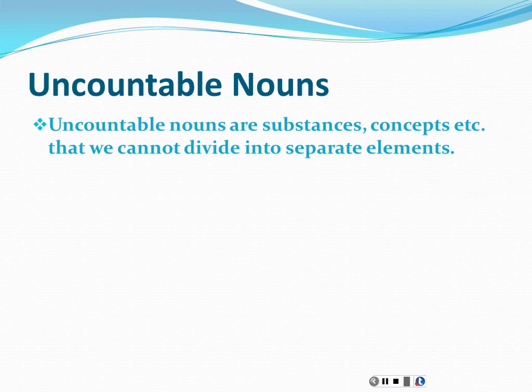Uncountable nouns are substances, concepts, etc., that we cannot divide into separate elements. What does that mean? الأسماء الغير معدودة هي شيء زي المواد أو المفاهيم. For example, we have water. Water is a substance. So we can't divide water. لا يمكن تقسيم المياه إلى عناصر متفرقة أو مستقلة.